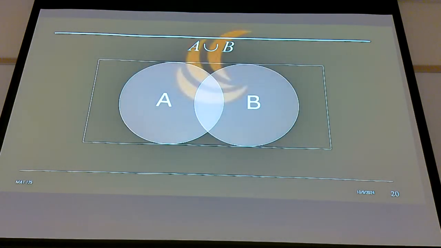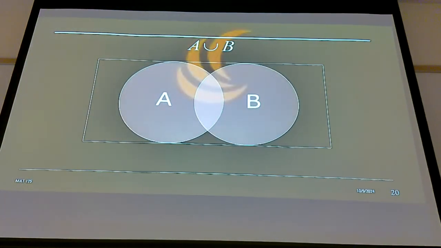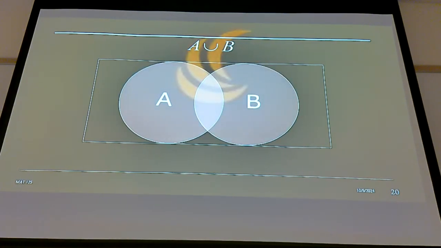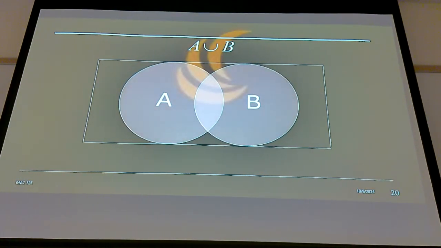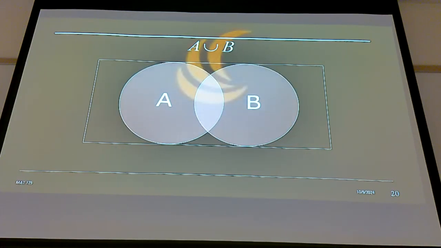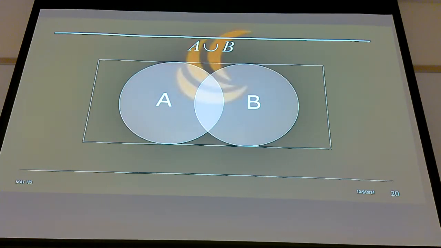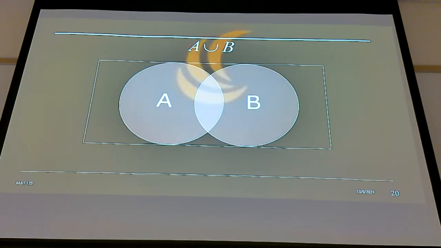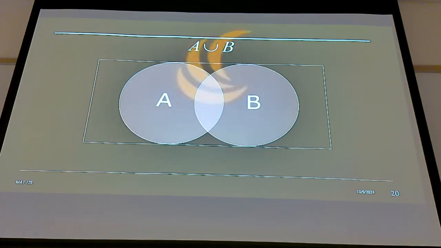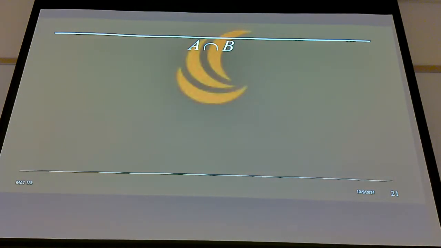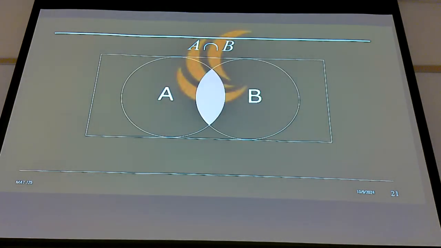So A union B. Again, it's everything that is in A or B. Is that considered a contingency table? No, this is not a contingency table. Okay. This is a Venn diagram. Oh, Venn diagram. A intersect with B. Everything they have in common.